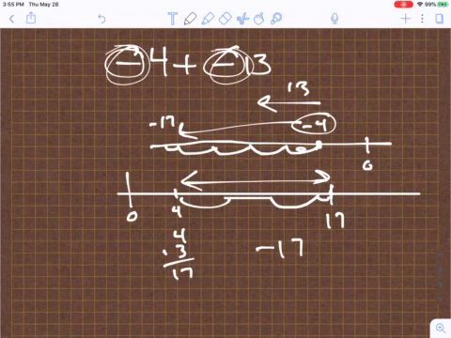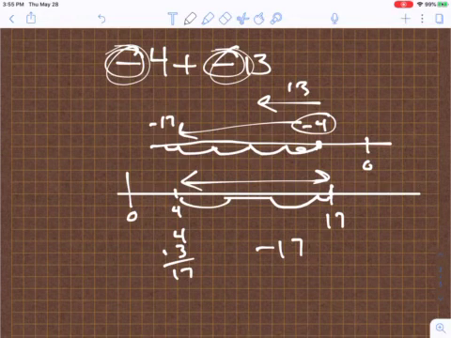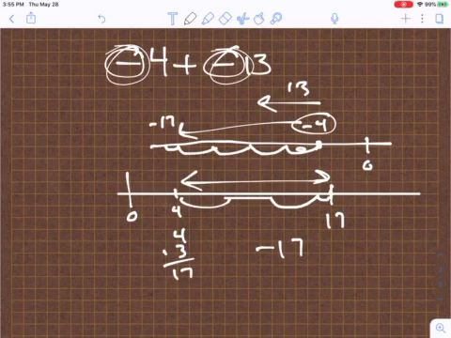So I'm going to pause the video right here because this isn't a video where I'm going to do a bunch of examples of it. I'm just explaining the rule for you. And then we're going to have another short little video on what we do when the signs are different.